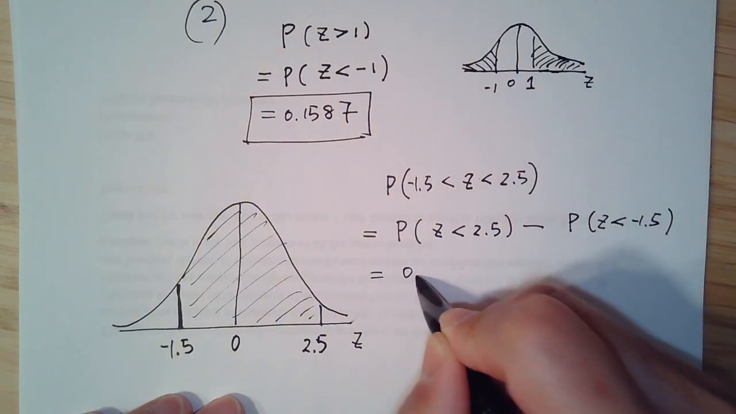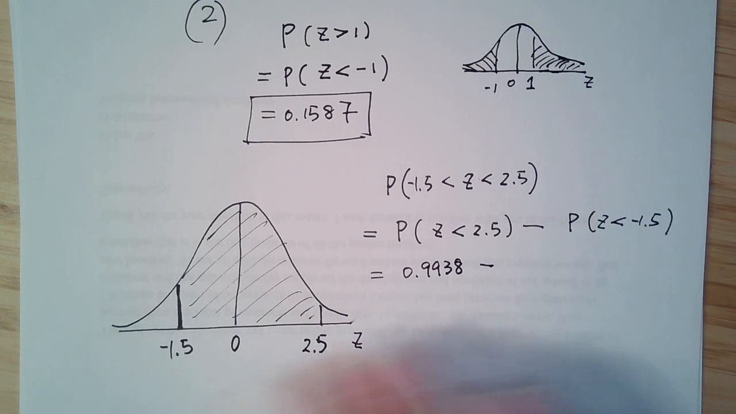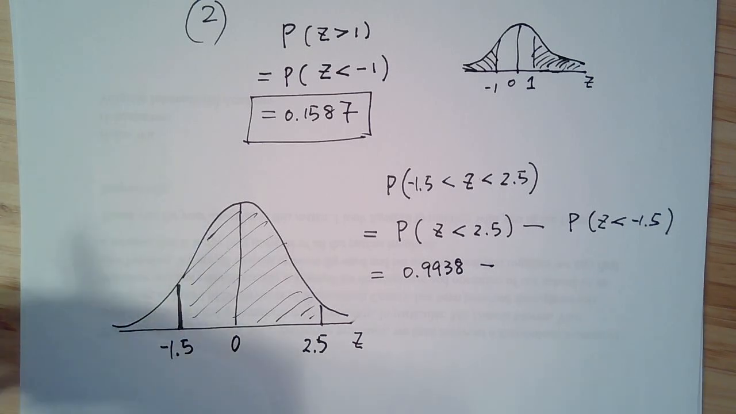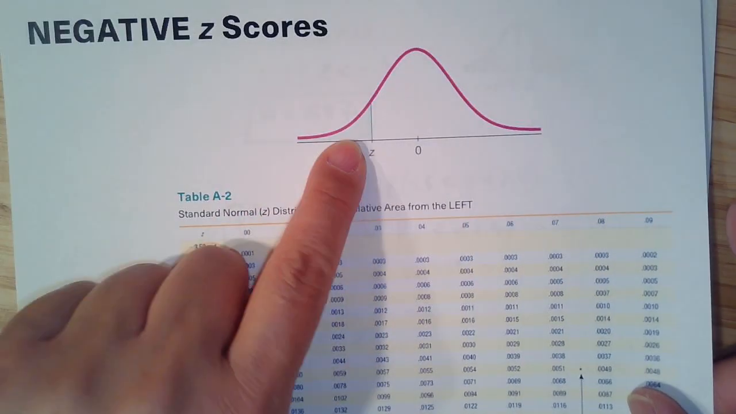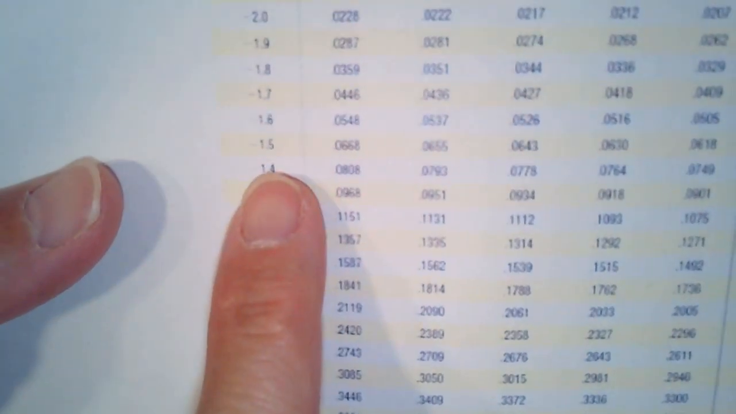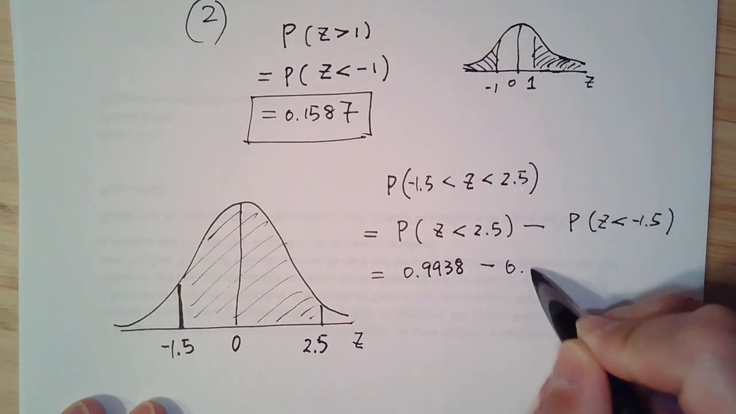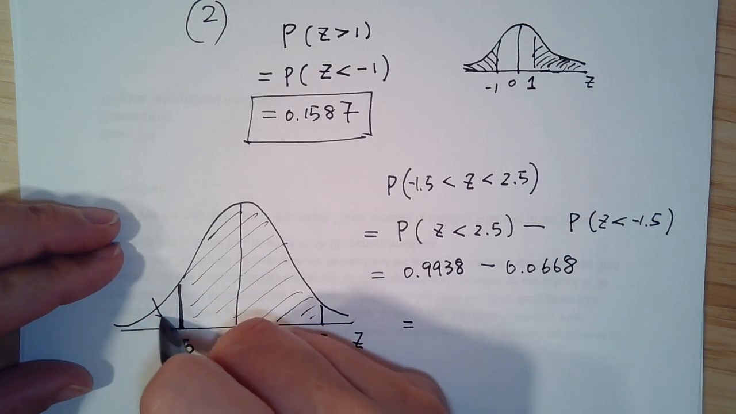See that? 0.9938. So this is 0.9938 minus... The next one is the area to the left of negative 1.5. So we look at the table to the left of a negative z-score, look up negative 1.5, and you get 0.0668. Okay, so that's this area.